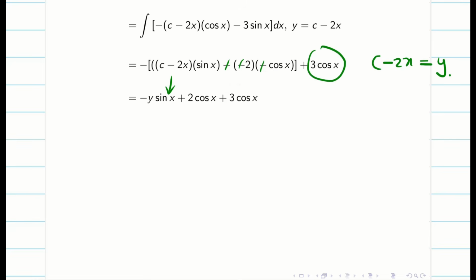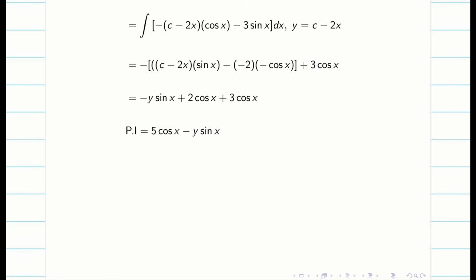And this term we have already integrated separately, plus 3 cos x. So my answer is −y sin x plus 5 cos x. So my PI is 5 cos x − y sin x. Now it's time to write the solution. Z equal to CF plus PI. That is going to be f1 of (y + 2x), f2 of (y − 3x), plus 5 cos x − y sin x. Hope you understand how to solve this problem.